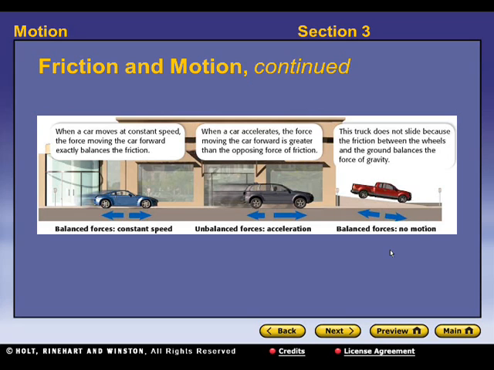And this is again a balanced force on the right here. The truck doesn't slide because of friction between the wheels and the ground. Friction balances the force of gravity.